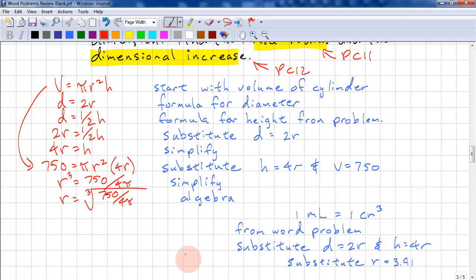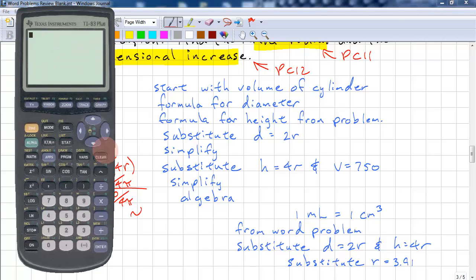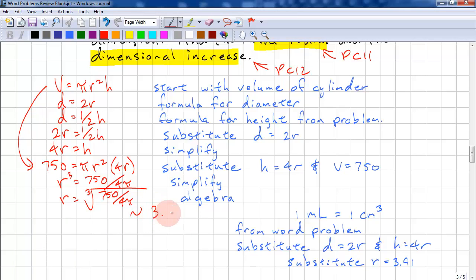This is approximately, and let me show you how to do this on the calculator. We need to do 750 divided by 4 divided by pi, and we raise that to the power of 1/3. 1/3 is the power for doing cube roots, and we get approximately 3.91.